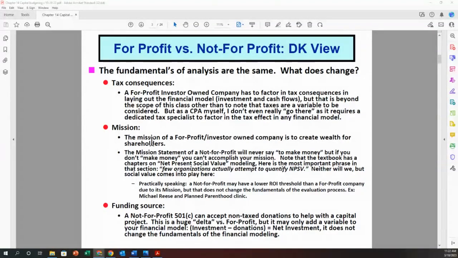Obviously, the other big thing, a not-for-profit, right? We have a mission. So for the for-profit investor-owned company, their mission is honestly to create wealth for their shareholders. For a not-for-profit, I mean, obviously you have to make money to survive, but the mission's never going to say to make money. Even though if you don't make money, you can't accomplish the mission. So, the textbook has this chapter on net present social value.